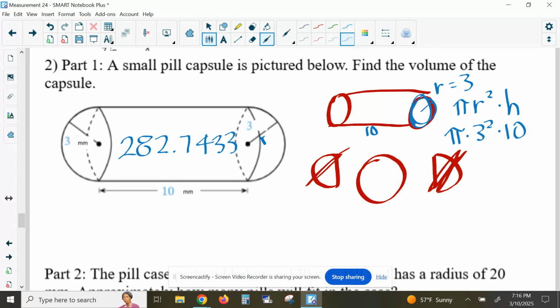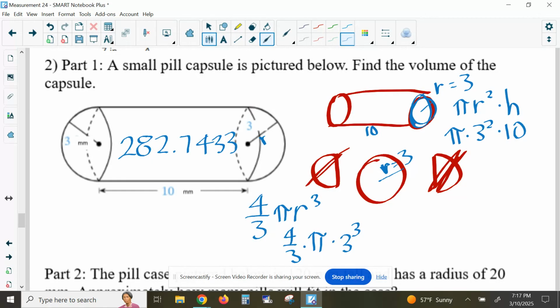And now I need to do the sphere. That's putting those two ends together. So we know the radius is still equal to 3. And what's our formula? It is 4 thirds times pi times r to the third power this time. So we need 4 thirds times pi times 3 to the third power.